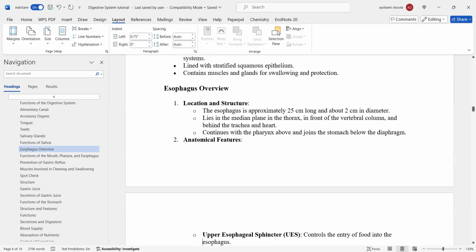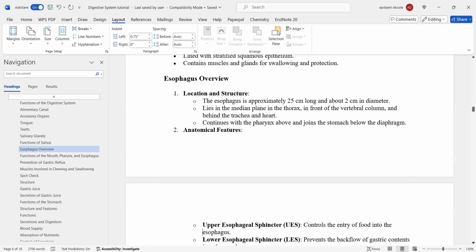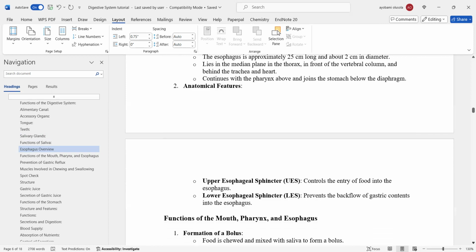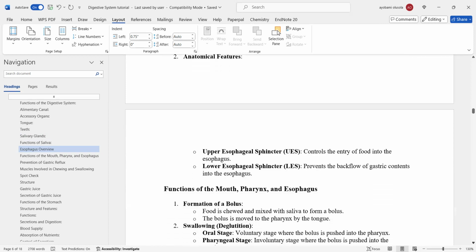So let's talk about the anatomical features of the esophagus. We have the upper esophageal sphincter, and this controls the entry of food into the esophagus. We have the lower esophageal sphincter. It prevents the backflow of gastric content into the esophagus. In fact, this is particularly essential in preventing gastroesophageal reflux disease.